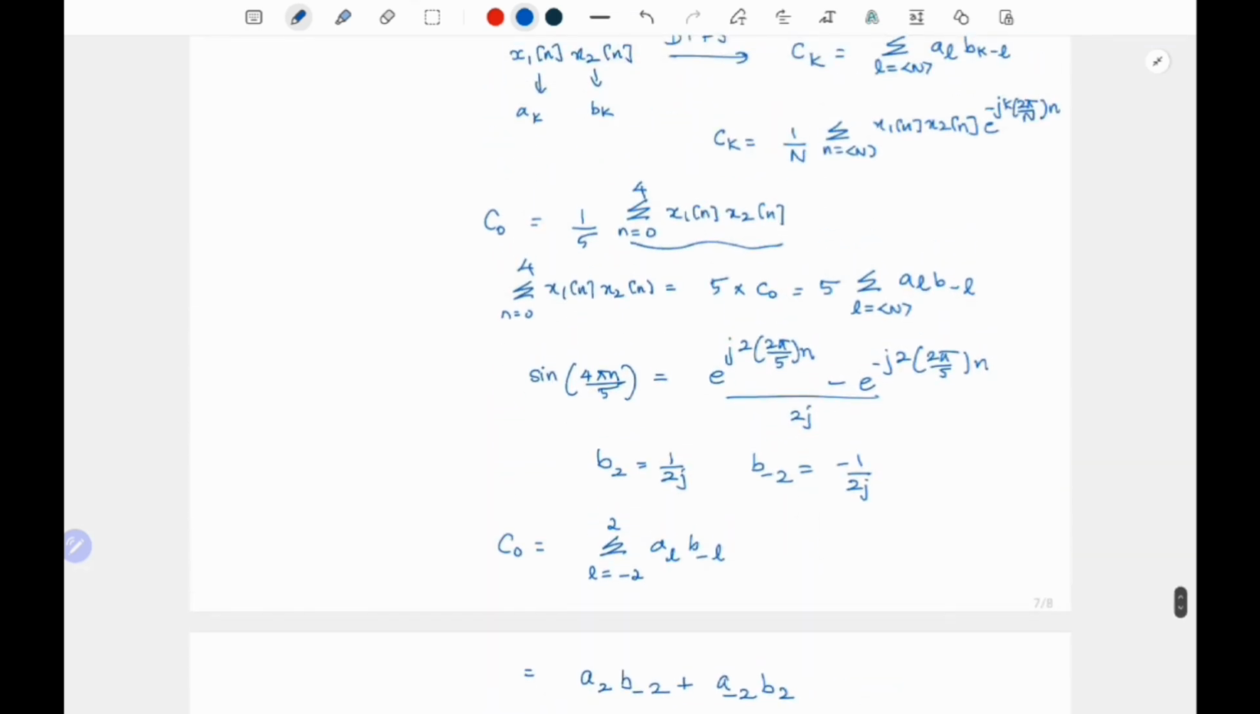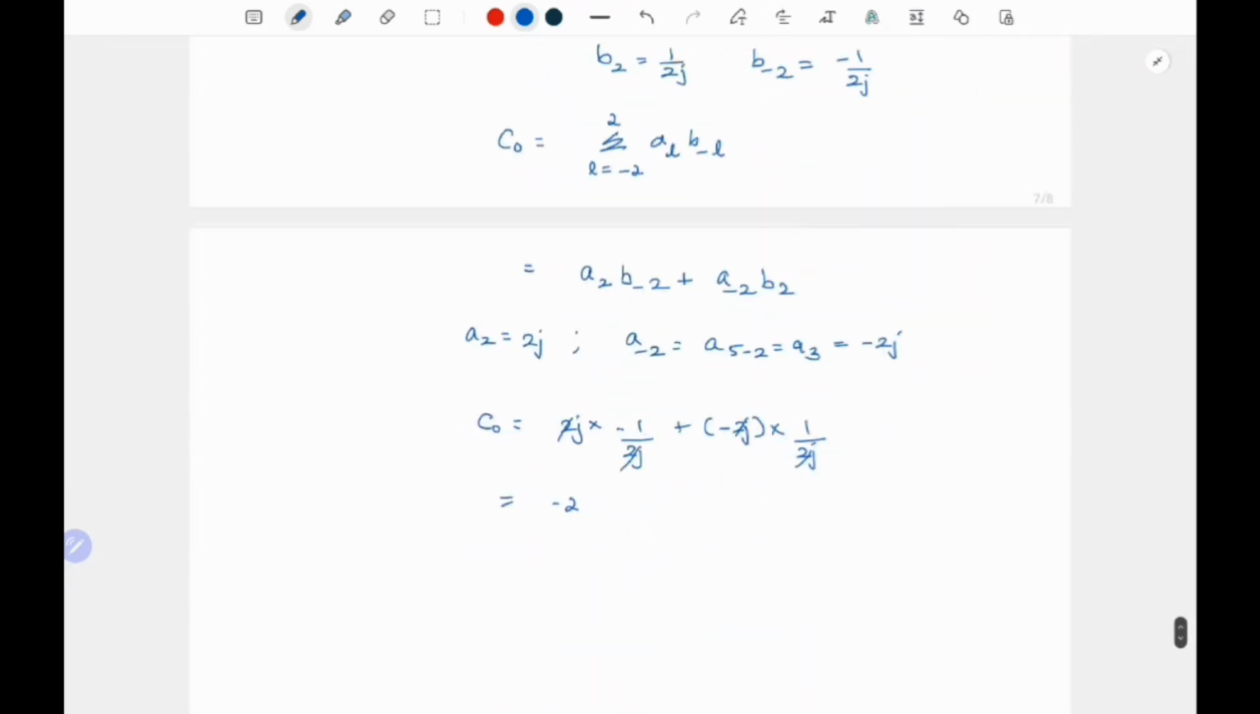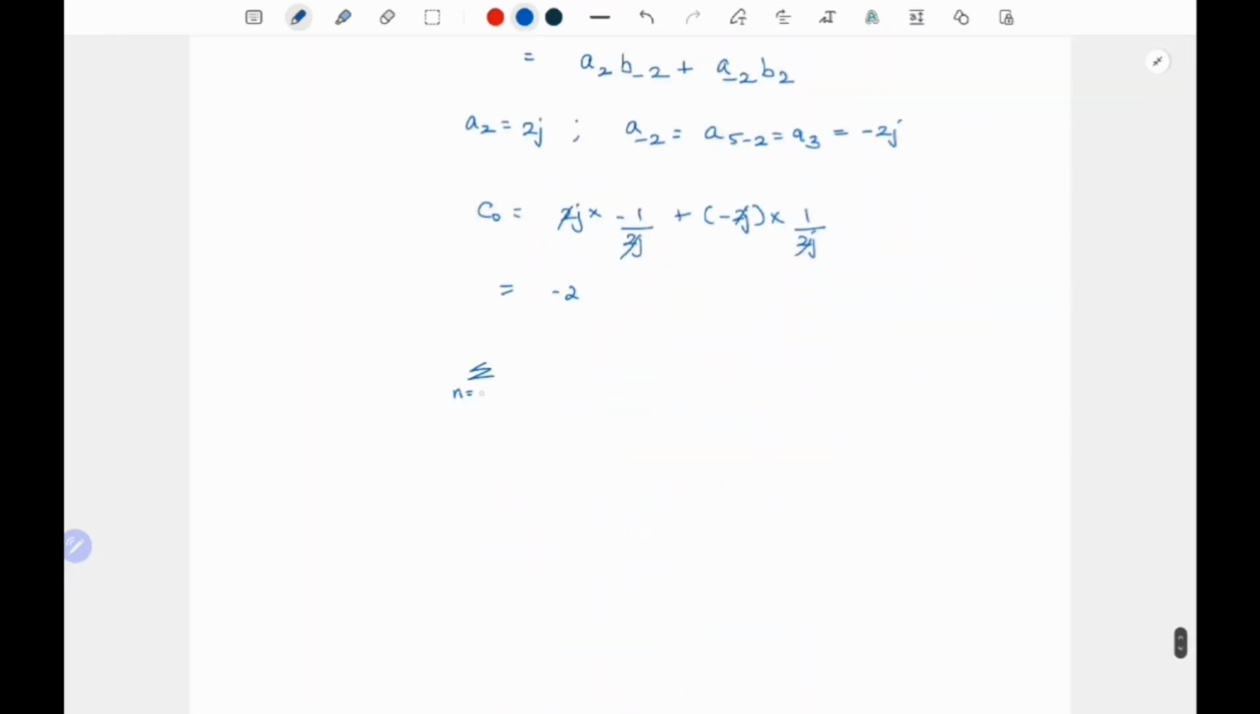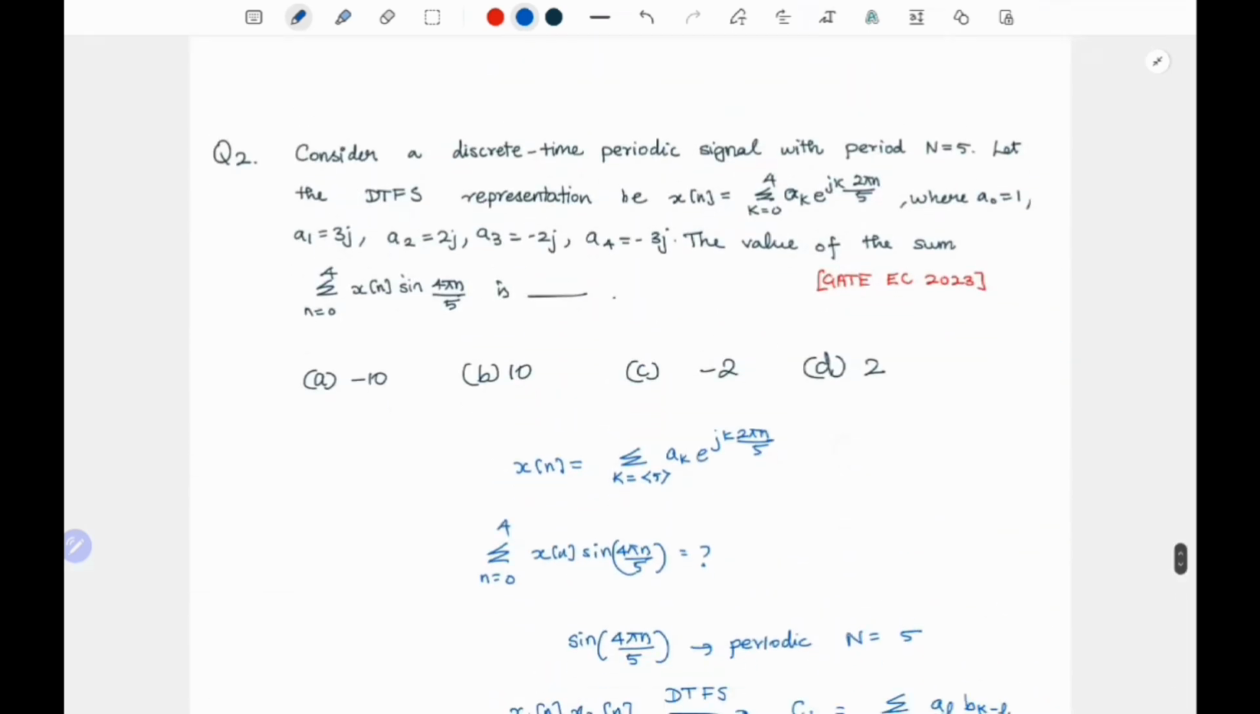And what is required? I need this summation. So that is 5 into minus 2. So my summation n equal to 0 to 4 x of n sine 4 pi n by 5 is nothing but 5 into minus 2, which is equal to minus 10. So which is nothing but option A. So this is the correct answer.